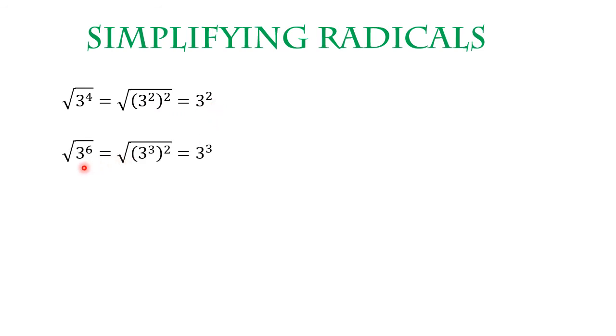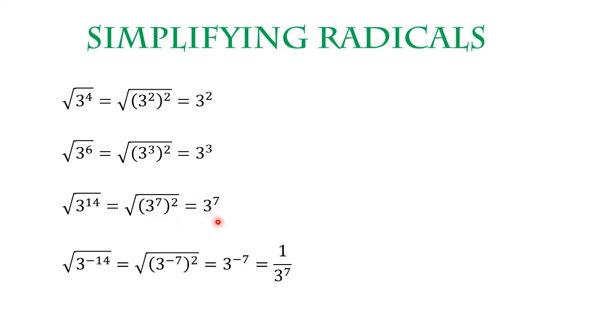Another example, radical 3 power 6. So also this 6 is an even number, thus we'll ask ourselves 6 is 2 times what? And always we write the 2 outside, and the 2 we will use to cancel the radical, and this number inside the parentheses will be our answer. Another example, 3 power 14. So as long as it's even, it's 2 times 7, and 2 will cancel the radical, and the number inside the parentheses will be our answer.